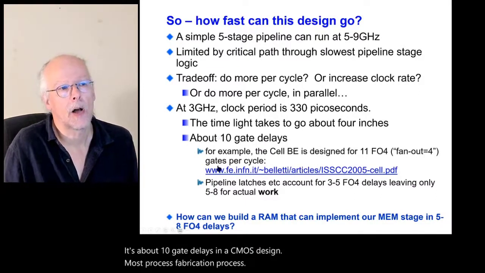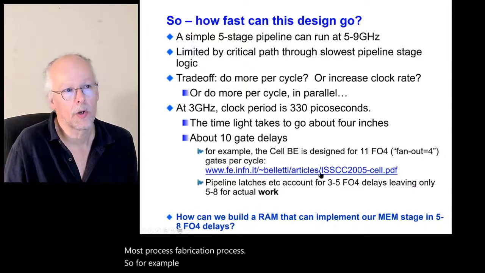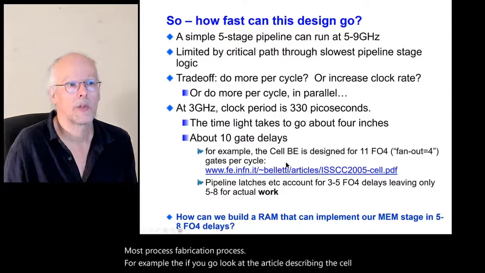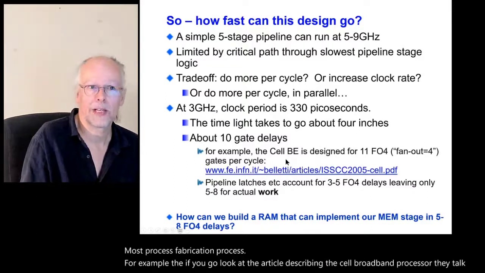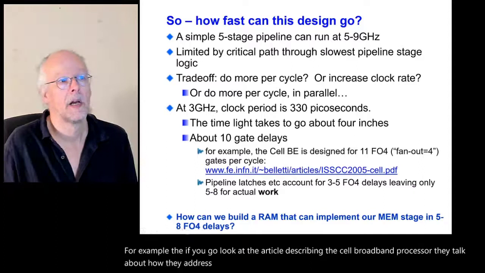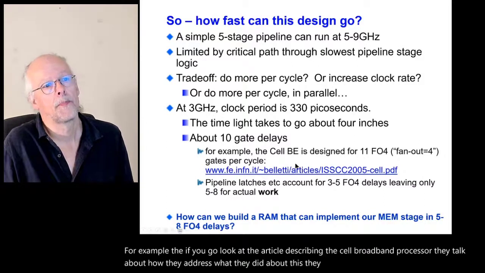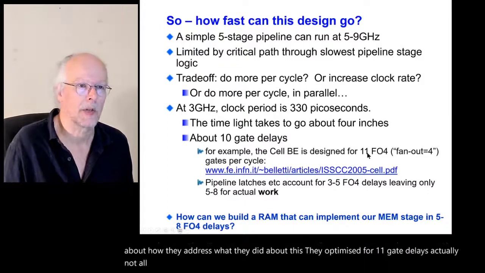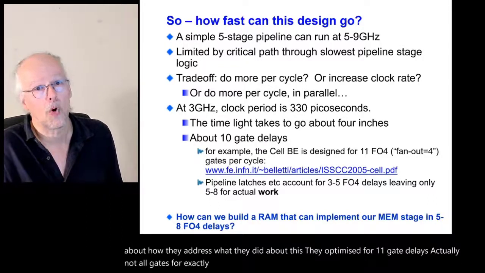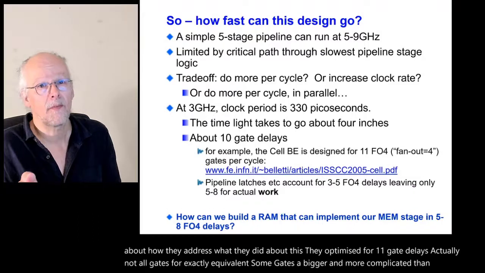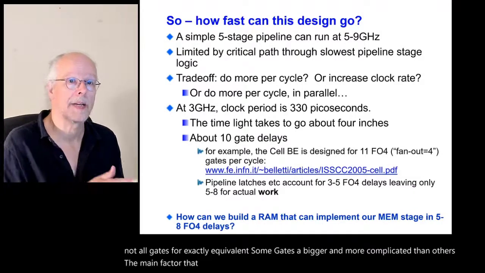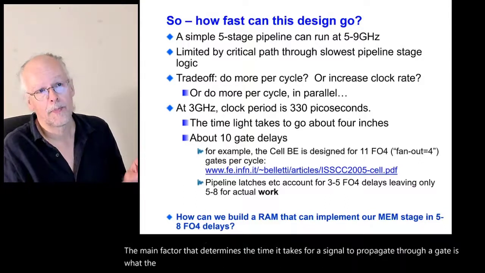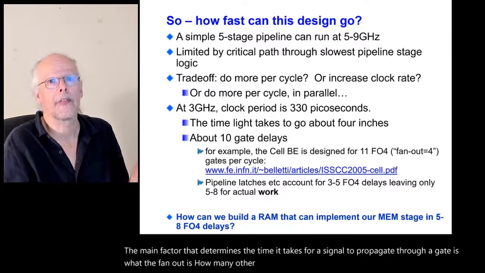So for example, if you go look at the article describing the Cell Broadband processor, they talk about what they did about this. They optimized for 11 gate delays. Actually, not all gates are exactly equivalent. Some gates are bigger and more complicated than others. The main factor that determines the time it takes for a signal to propagate through a gate is what the fan out is: how many other gates need to be driven by the output of this.